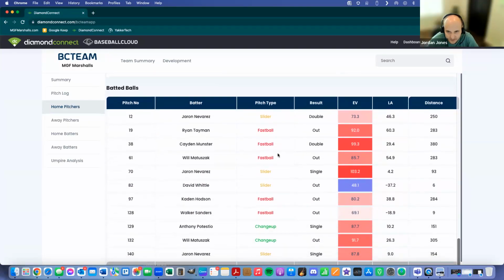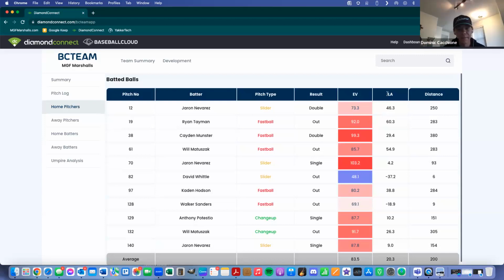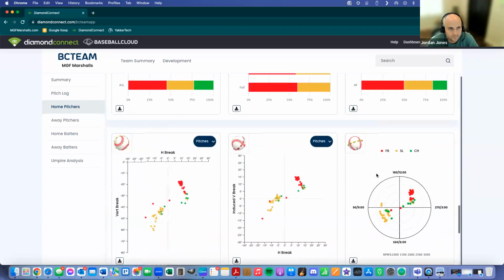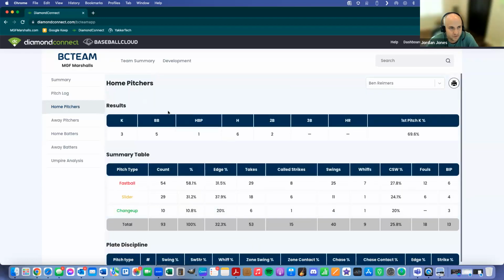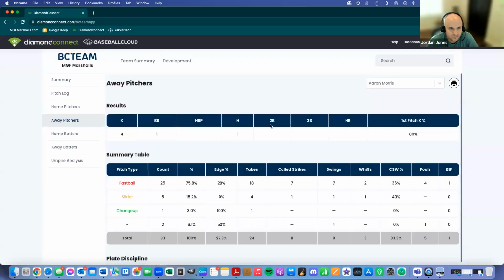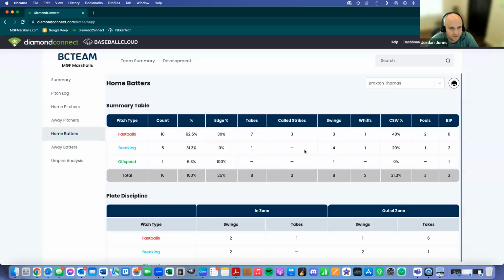Batted balls. This makes sense. Just what was hit. LA. What does that mean? Launch angle. Launch angle. Duh. Okay. And then how far they went. Okay. So that's home pitchers. Same thing for away pitchers. Yeah. Right. Home batters.